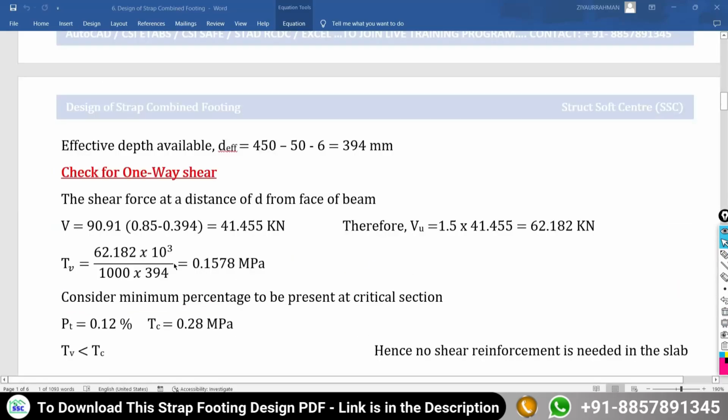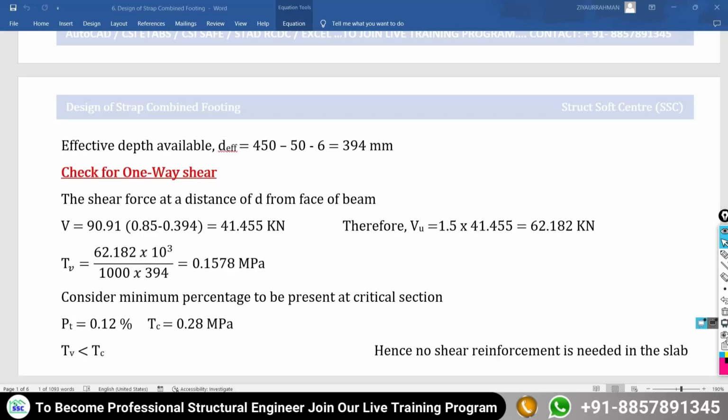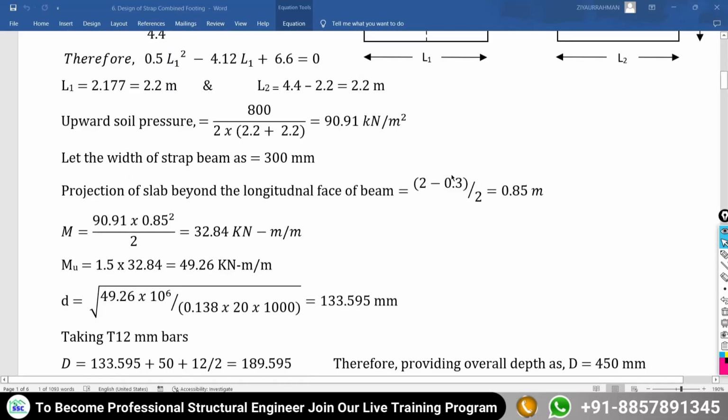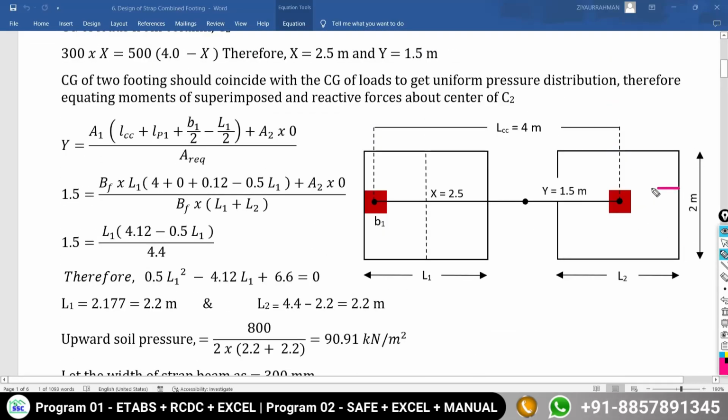Here I have to perform the one-way shear check, whether our provided foundation depth is safe or not under the one-way shear check. So for that, the shear force at a distance of D from the face of the beam. Again, suppose this is your foundation, have a look over this, and there is presence of beam. Here the beam is present.